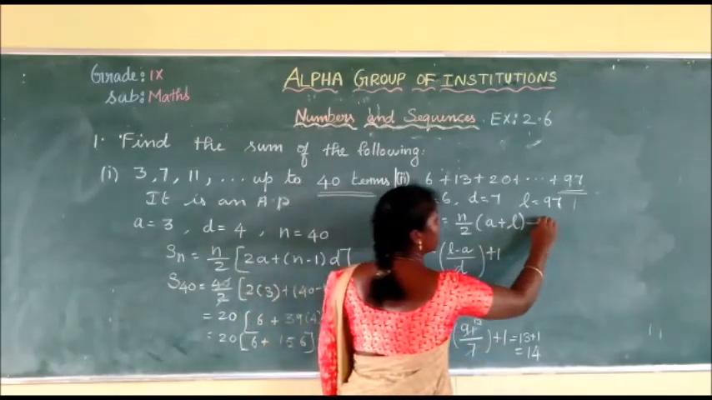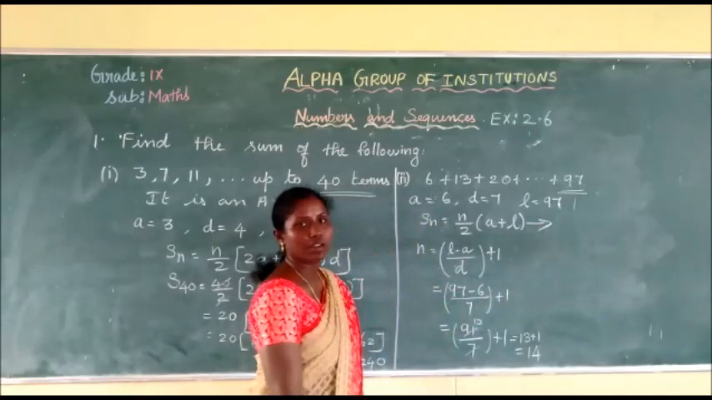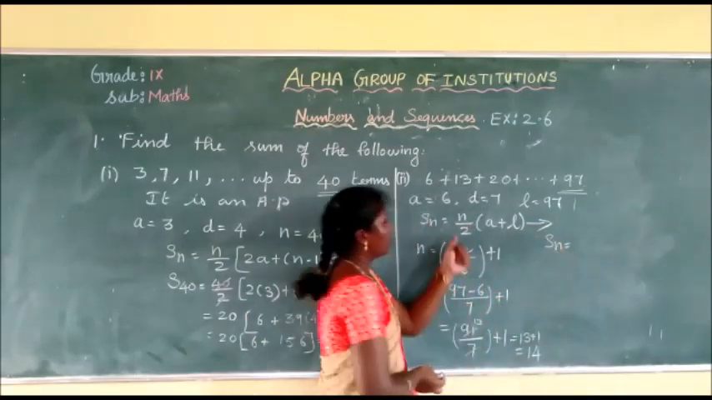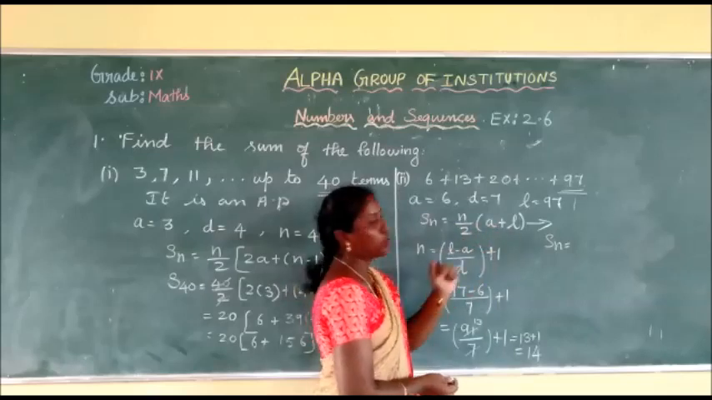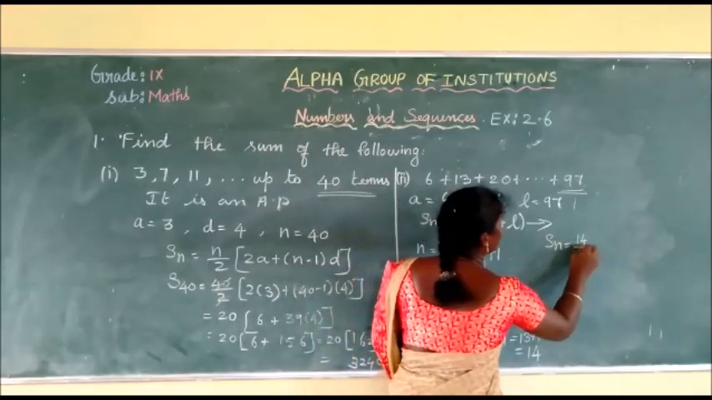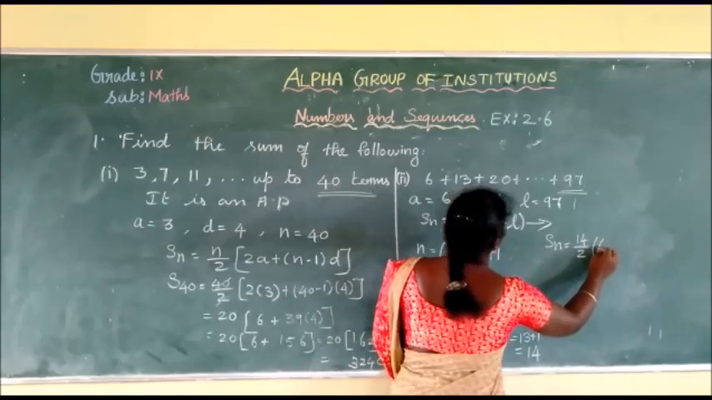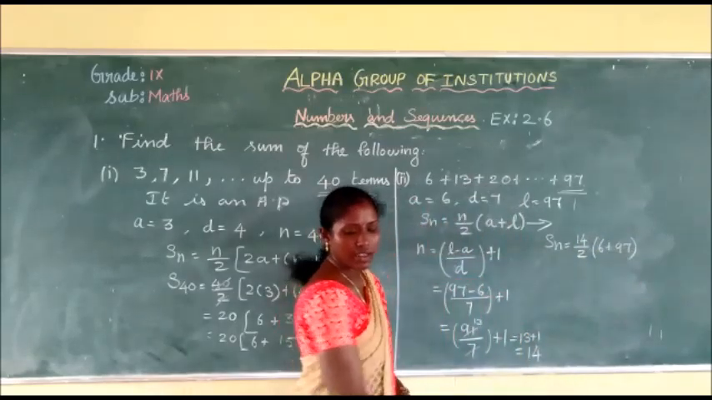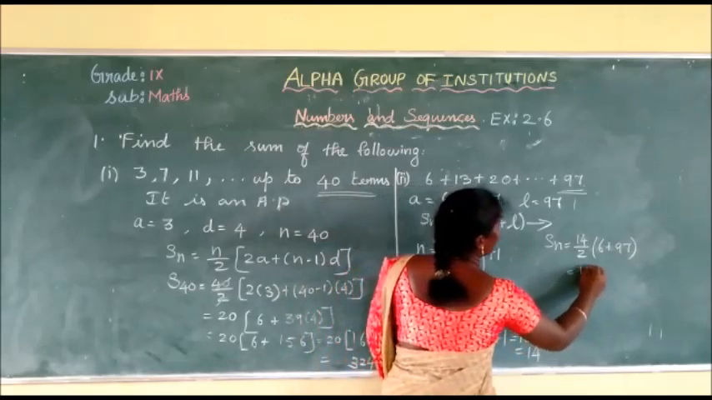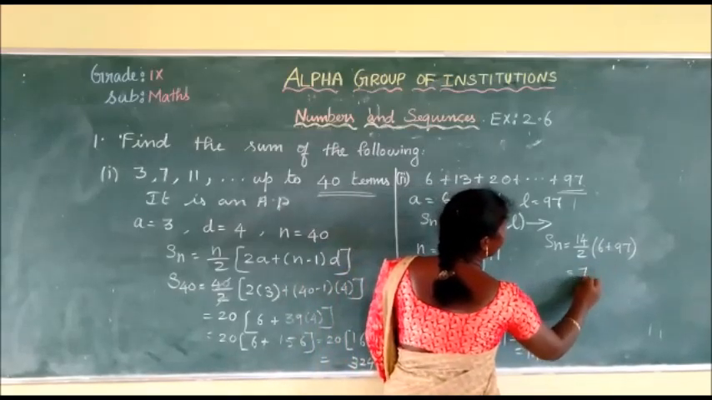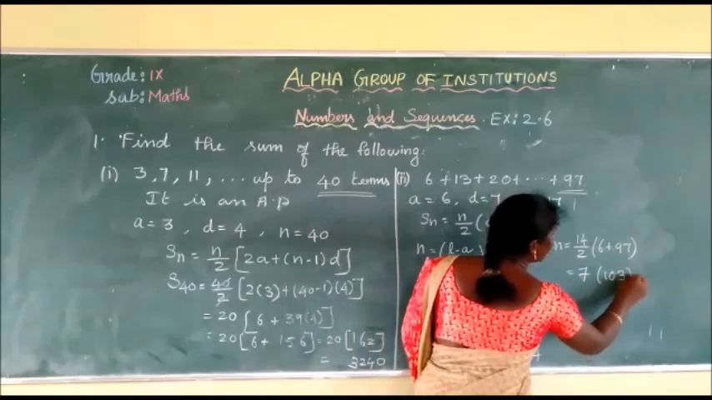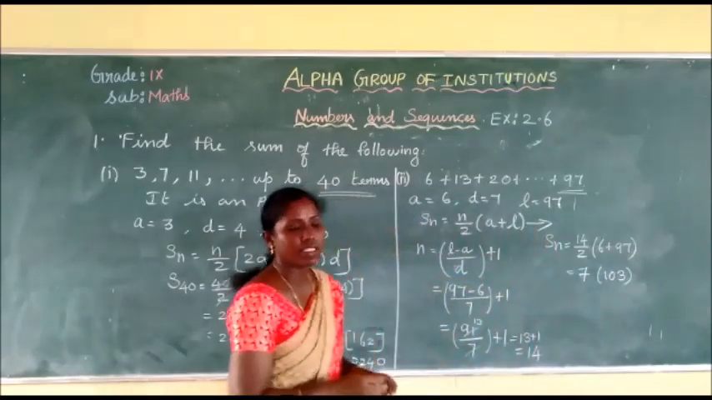Now use this formula and find the summation. So Sn is equal to n by 2 times (a plus l). What is n? 14 by 2. What is a plus l? 6 plus 97. Yes. So the value is 14 by 2. If you simplify by 2, the value is 7. 97 plus 6, the value is 103.